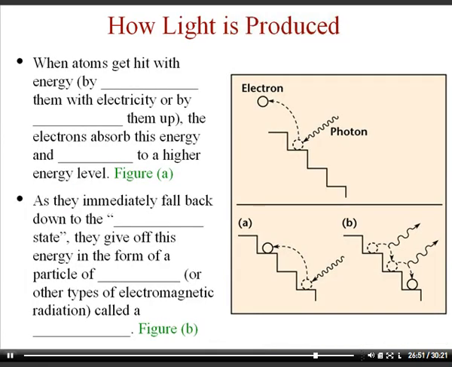Now we talk about how light's produced. When an atom gets hit with energy, and you can do that by zapping it with electricity or just by heating it up in a fire, the electrons absorb this energy, which is a quantum of energy, and they're capable of jumping to a higher energy level, as shown in Figure A. Now, what happens is that they immediately fall back down to what's called the ground state, which is where they are supposed to be to start with. So there's an excited state, which is the higher energy level, and they fall back to the ground state, and they spit out this energy in a particle of light or some other type of electromagnetic radiation. And this particle of light is called a photon.